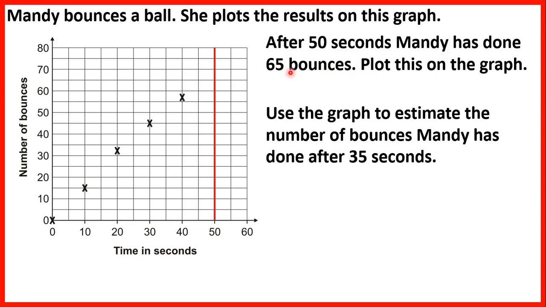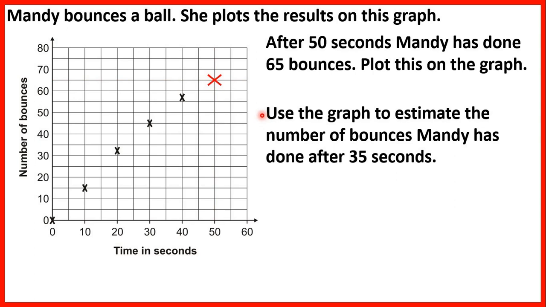Now Mandy has done 65 bounces, and the number of bounces is on the left, so we can find 65, in the middle of 60 and 70, and draw a line across. And then when our two lines cross, that's where we need to draw our cross.